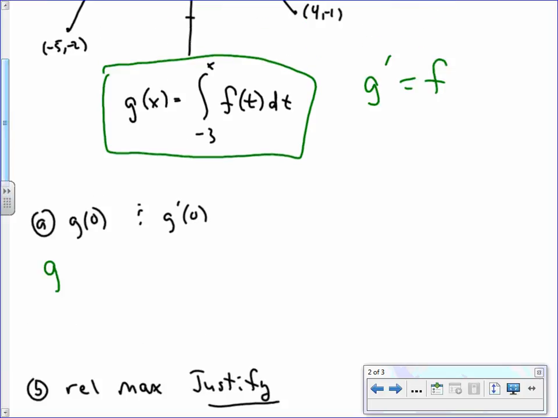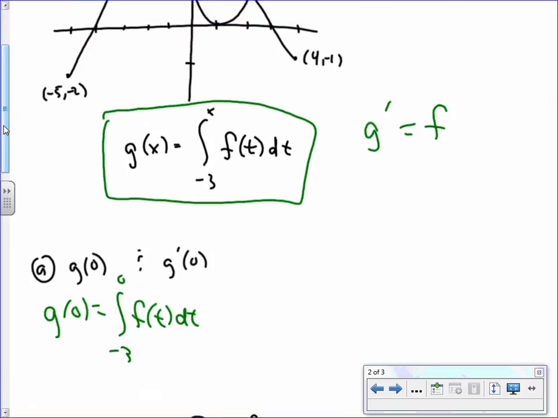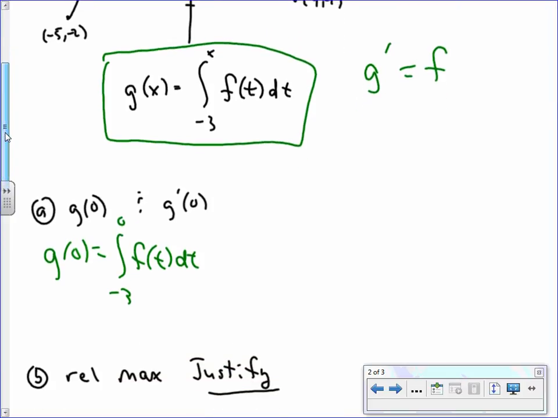So G of 0 is the integral from -3 to 0 of F of T. And you'll notice that they don't define that function at the top as F of X or F of T, they just call it F. Okay? So when you see a definite integral and you have a picture like this, your brain needs to automatically go to geometric definite integrals.